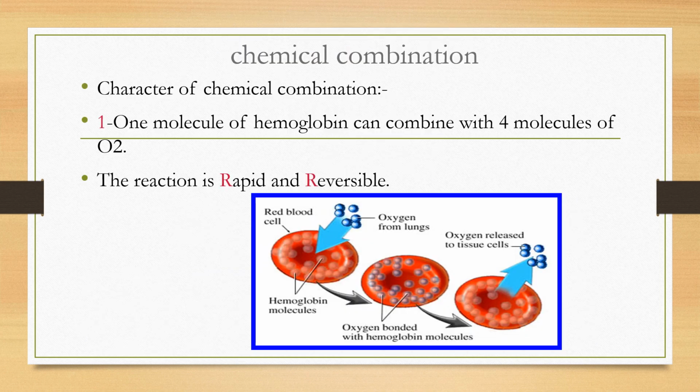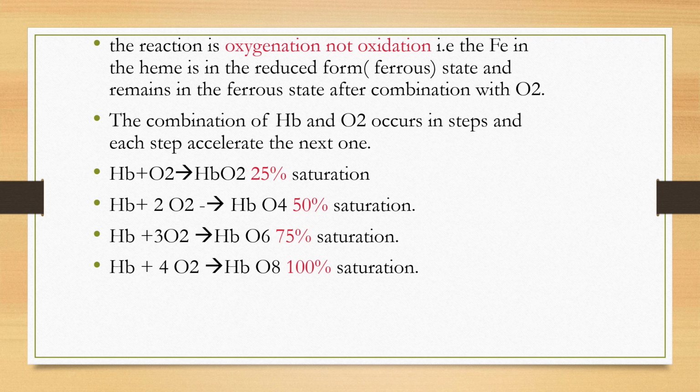When we talk about the chemical combination, we talk about the amount combining with the hemoglobin, and each one hemoglobin contains 4 molecules of oxygen. This reaction is rapid and reversible. Here we can load it with oxygen, and here we can release the oxygen in the same manner. How can it do this? By the method of oxygenation. So carriage of oxygen occurs through oxygenation, not oxidation.